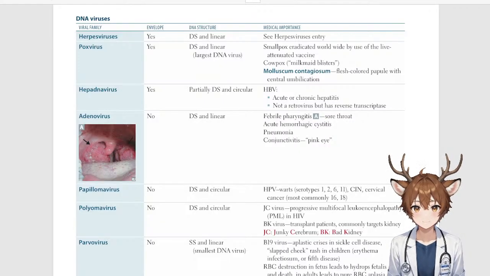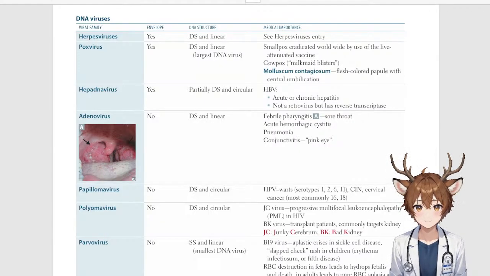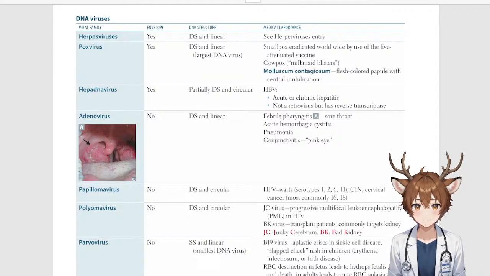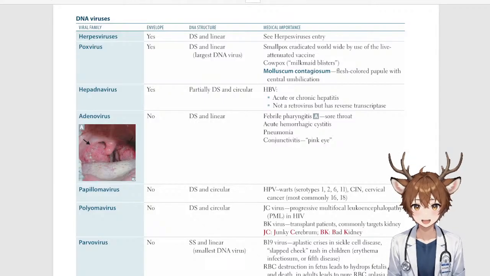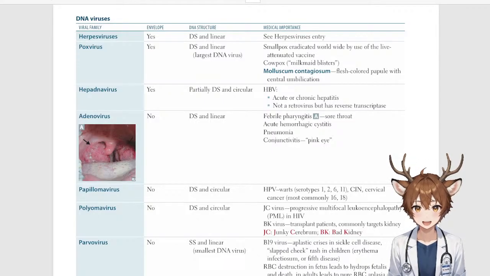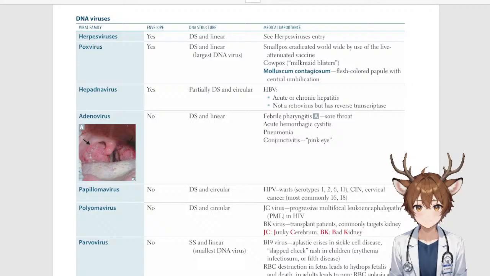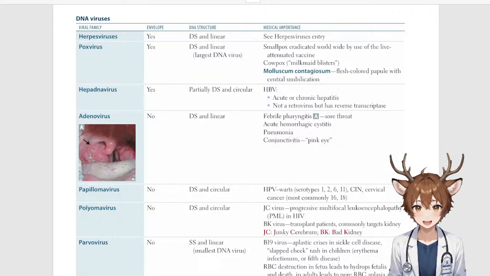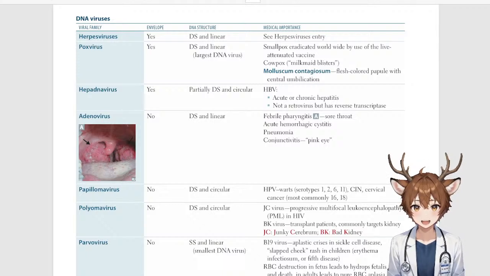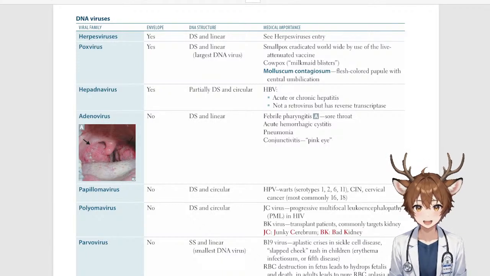Parvovirus is not enveloped. It is single-stranded and linear, the smallest DNA virus, parvus meaning small. Parvovirus B19 causes aplastic crises in sickle cell disease, slapped cheek rash in children, erythema infectiosum or fifth disease. It infects RBC precursors and endothelial cells, leading to RBC destruction, hydrops fetalis and death in the fetus, pure RBC aplasia, and rheumatoid arthritis-like symptoms in adults.